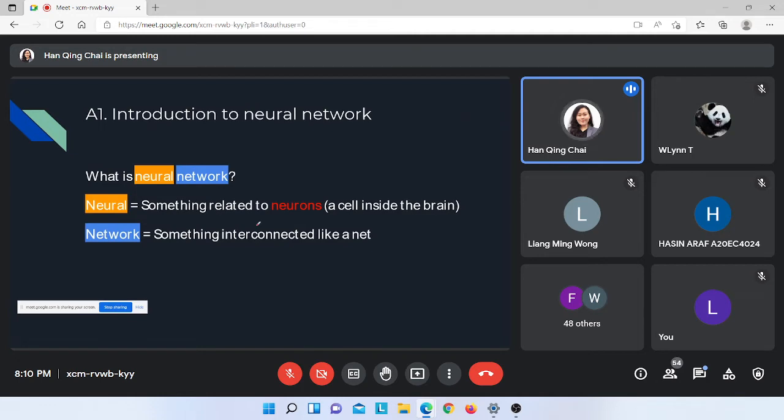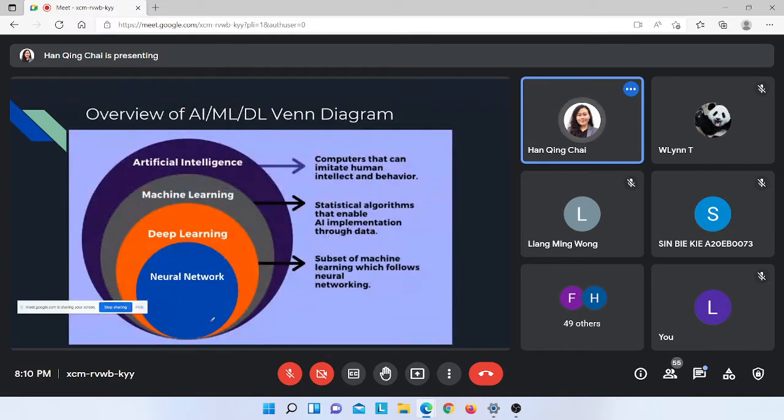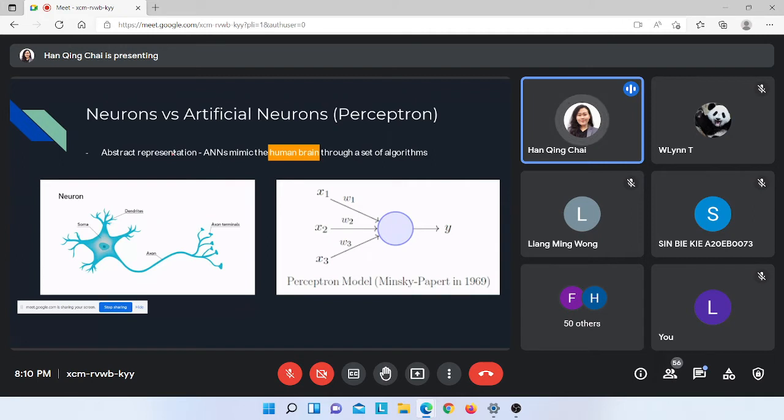Okay. So first, if you remember the Venn diagram we discussed earlier, this is the most basic, fundamental thing that we are going to discuss, and later we're going to go into deep learning. This very basic fundamental model is called a neural network. If we separate the terms, neural means something related to neurons, like in a human brain cell, something we learned back in secondary school. And network means something interconnected. If we combine these two terms, we see neuron versus artificial neuron, or perceptron. If you compare the abstract representation, this thing is our human neuron, and this thing is the model, the algorithm of our neural network.